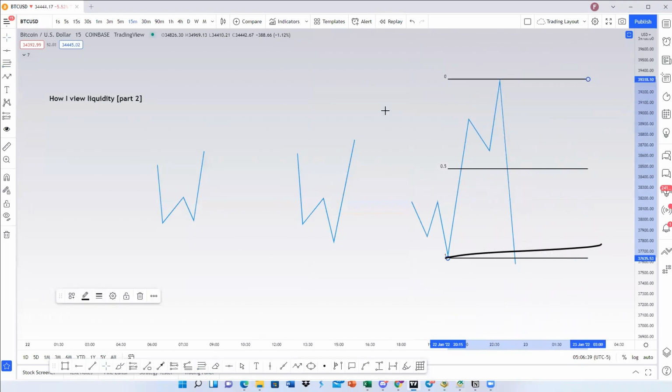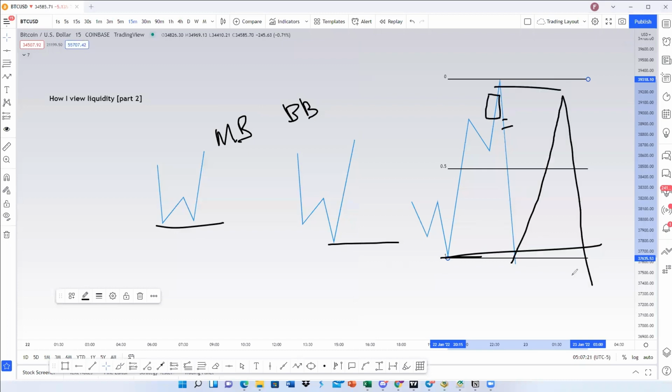If we take into account the PD array matrix, we know that there's the mitigation block, breaker block, liquidity void, fair value gap. Then we have the order block, the rejection block, and then of course old highs and old lows. So if a low resistance break in market structure means that we are most likely going to get a mitigation block or a breaker block entry, then a high resistance break in market structure is going to mean we're going to go deeper into the PD array matrix. That's fair value gap, order block, rejection block, anything of that sort to go back down.